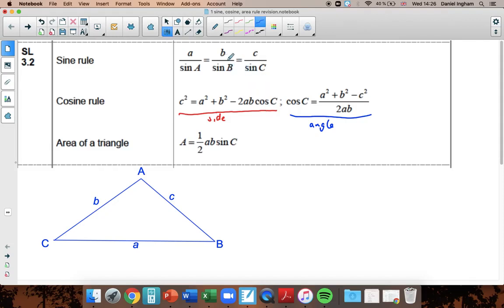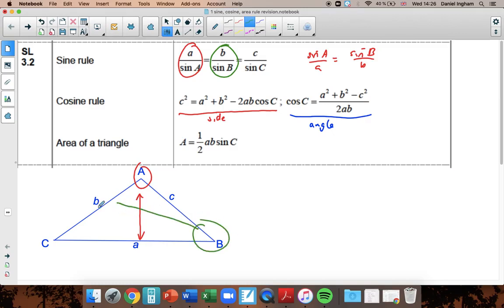So if we consider first of all the sine rule, a over sine A. Sine A is the sine of this angle, and then over its opposite side, or vice versa. We can have a over sine A, or we can also write the sine rule as sine A over a equals sine B over b, etc. If we're looking at b over sine B, then we're looking at this in the triangle.